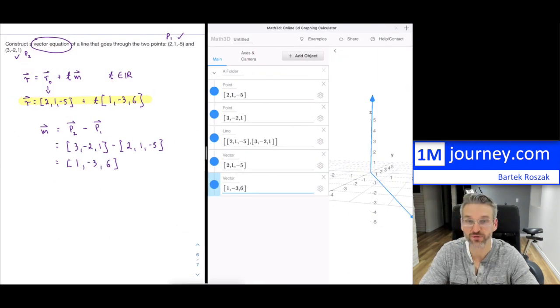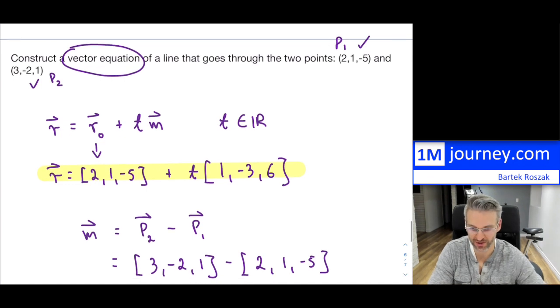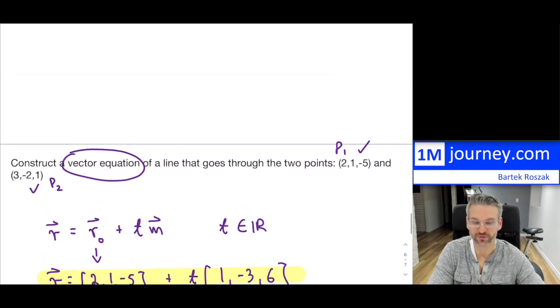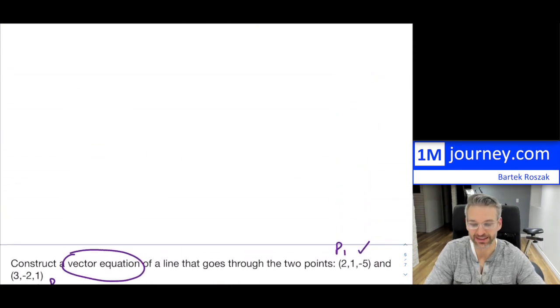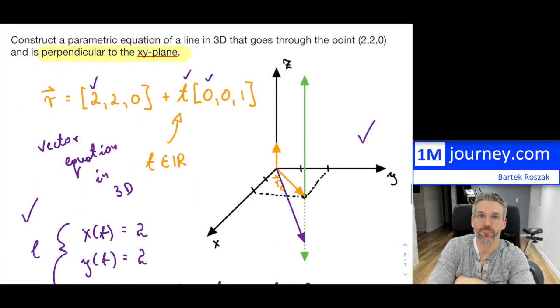So I leave it up to you if you want to go on math3d.org to play around with these tools. I think it's great. If you're a teacher, you can certainly use it and show your students. But those are the two examples I wanted to cover. I think with the 2D and now these two examples with 3D, you should have a decent understanding of how to actually come about the vector equations and the parametric equations for a line.